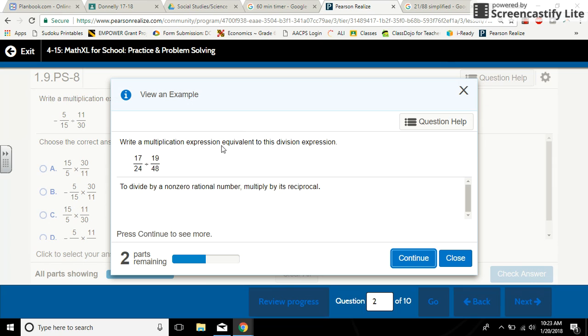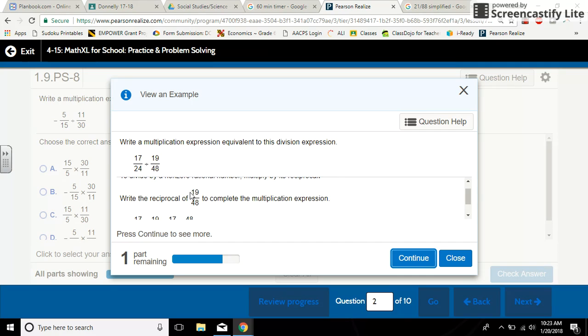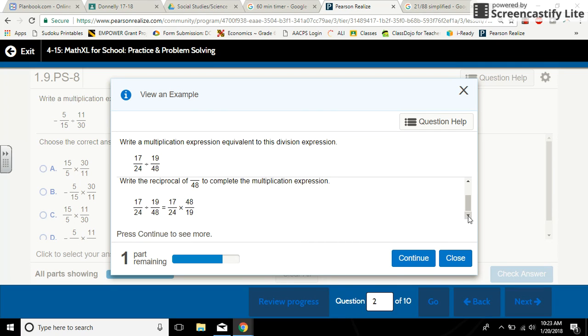Review an example. Write a multiplication expression equivalent to this in division. So there's a different problem here. And it says to divide a non-zero rational number, multiply by its reciprocal. So continue. Write the reciprocal of 19/48 to complete the multiplication expression.